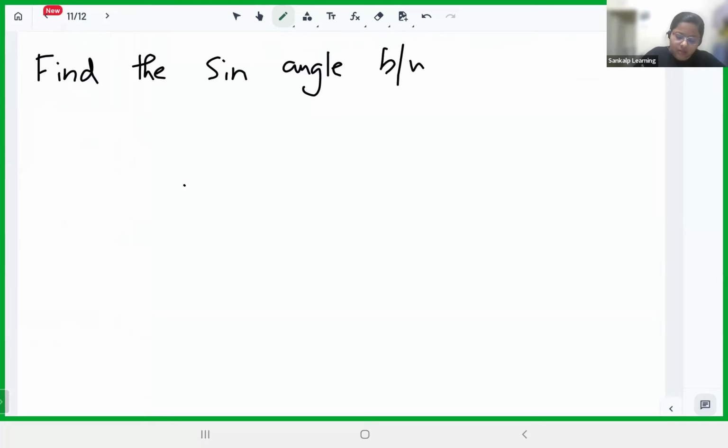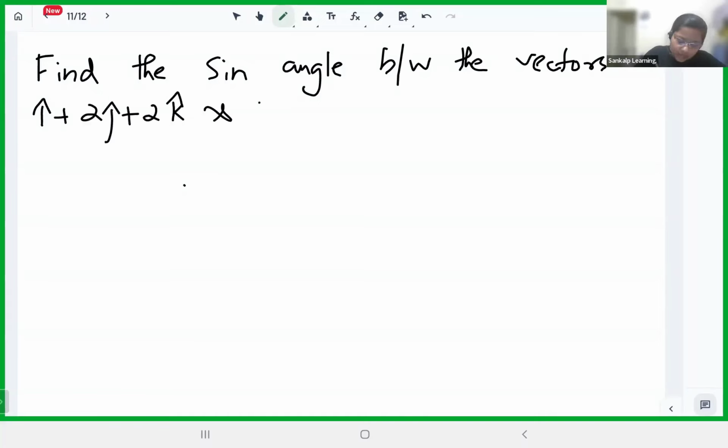Find the sine of the angle between the vectors i plus 2j plus 2k and 3i plus 2j plus 6k. So you have been given two vectors. You have to find out the sine of the angle between these vectors. How will you find it? You have to connect the relation between vectors and the sine of the angle. It comes in the cross product.